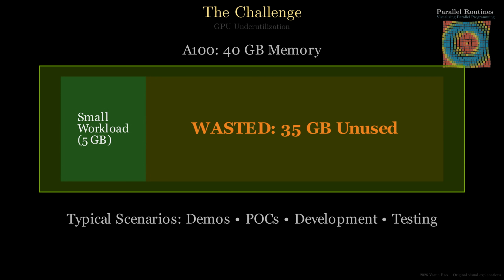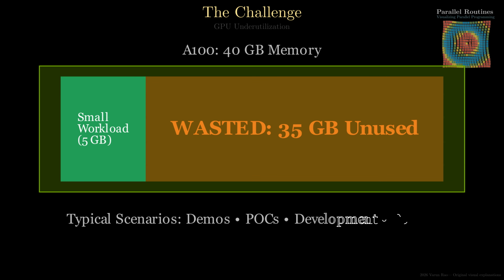A common limitation is that many GPU workloads do not require the full capacity of an A100. When running demos, proof-of-concept code, or smaller models, only a fraction of the available memory may be used. Without GPU partitioning, the entire GPU is allocated to a single user, leaving a large portion of resources unused. This leads to low utilization.